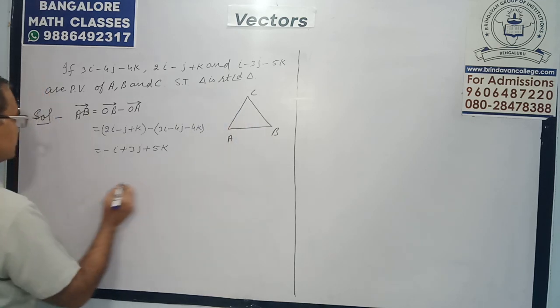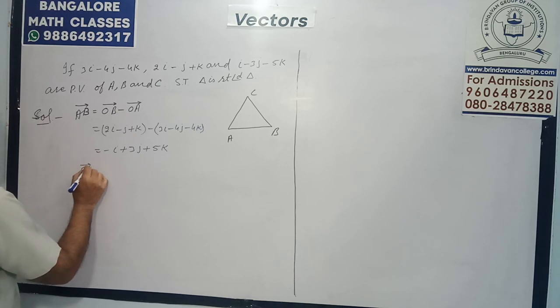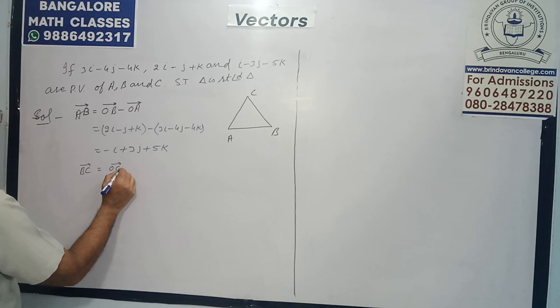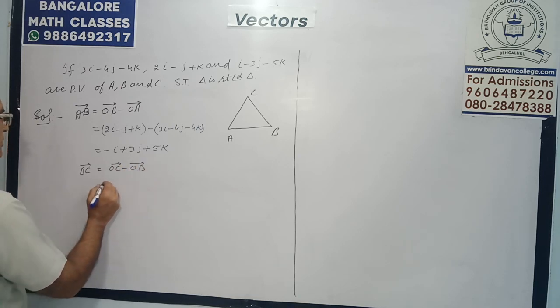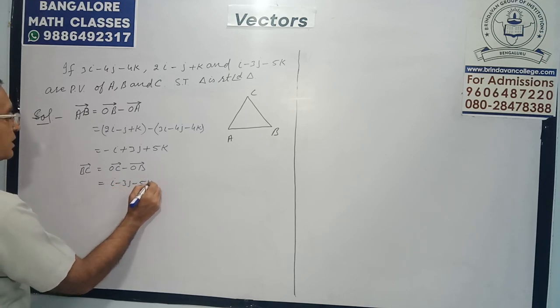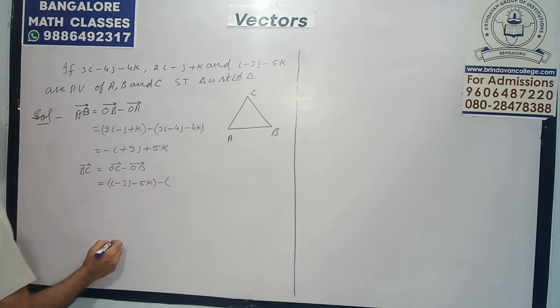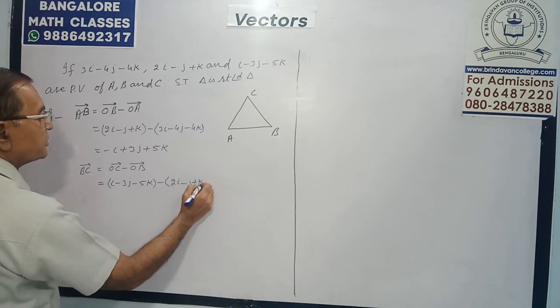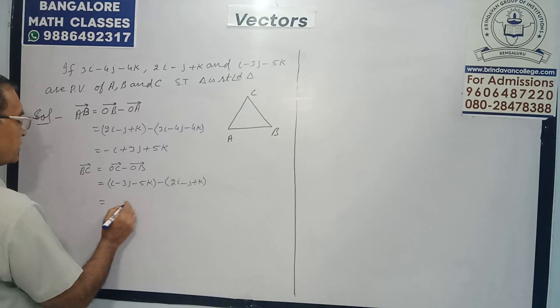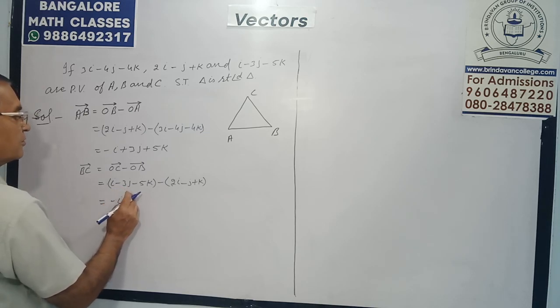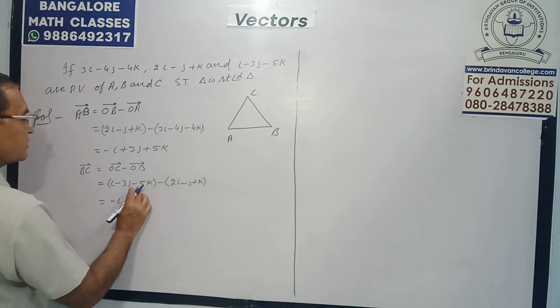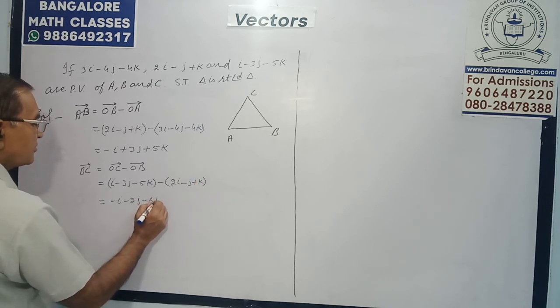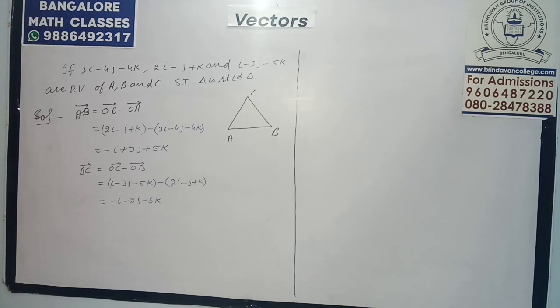Then come to BC. Terminal point is C, initial point is B. OC, which is i minus 3j minus 5k, minus OB, 2i minus j plus k. That is i minus 2i, minus i; minus 3j minus j, minus 2j; minus 5k minus k, minus 6k. So the value of BC will come out to be minus i minus 2j minus 6k.